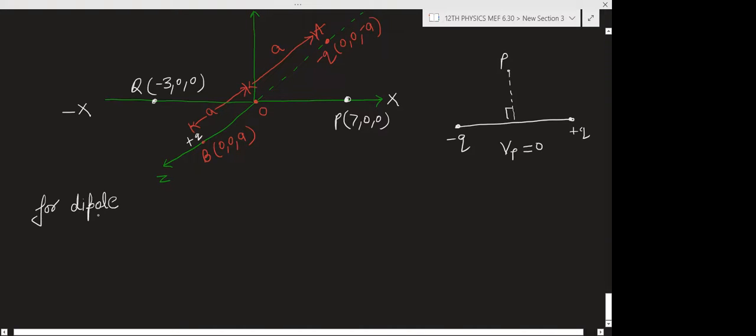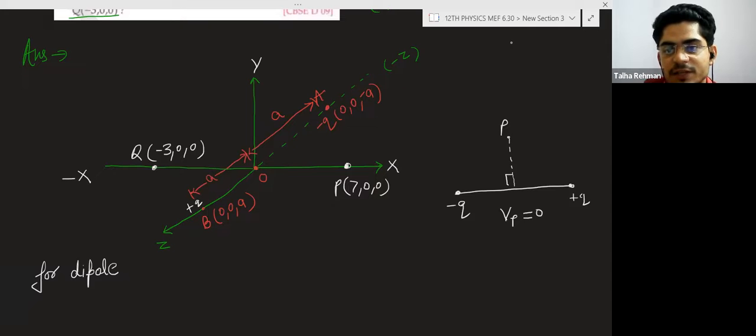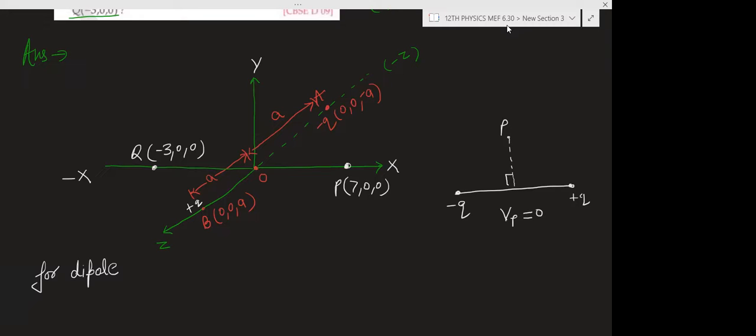Actually, Hamza, this is the dipole, minus Q and plus Q, separated by some distance. There are 2 points given in the question, and these points are on the x-axis. This point is on the positive x-axis and this point is on the negative x-axis. This dipole is perpendicular to this point Q. You should imagine this in 3D. Are you getting my point?